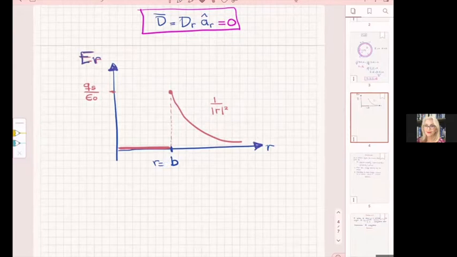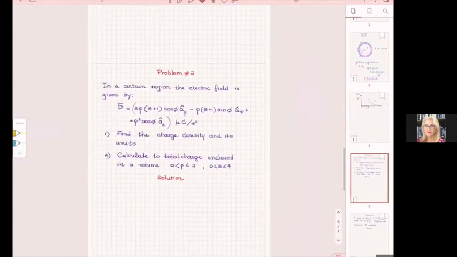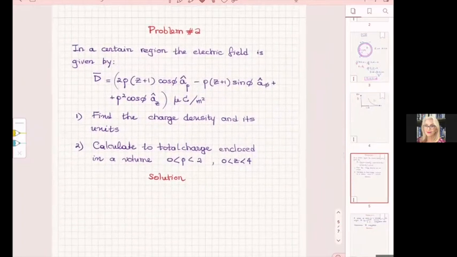All right. Okay, so now let's go to problem 2. That's a different one. I decided to take 3 different problems, so we just have some variety here.